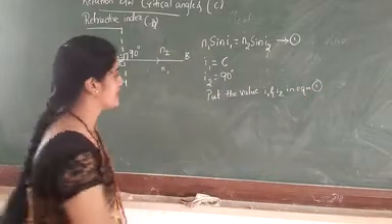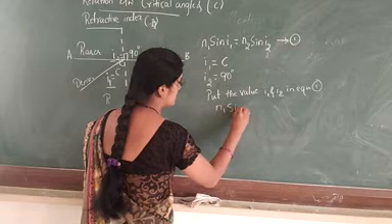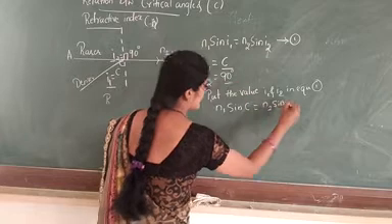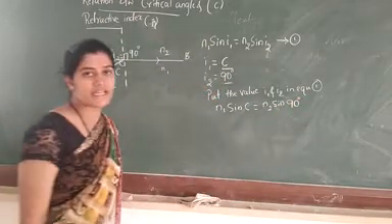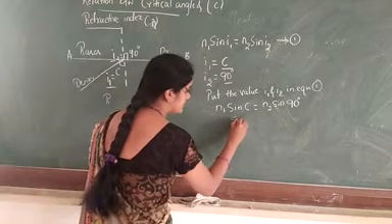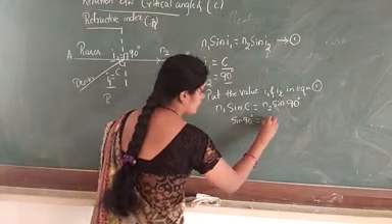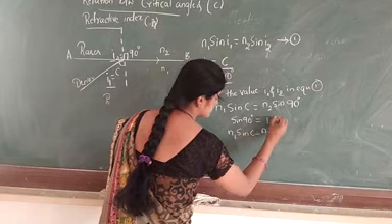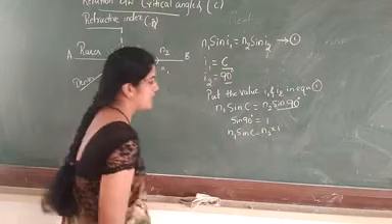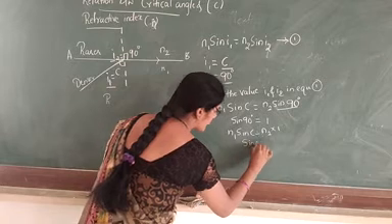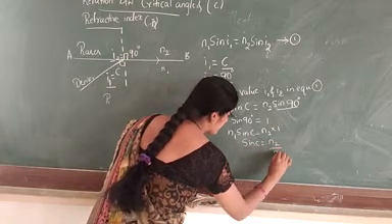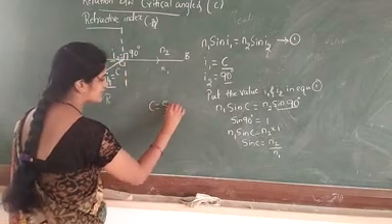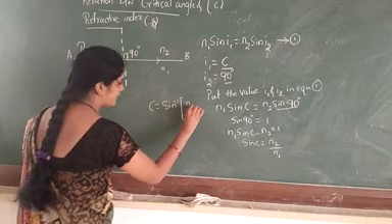Next we get the equation N1 sin C is equal to N2 sin 90 degrees. We know that sin 90 degrees is equal to 1. Therefore, sin C is equal to N2 by N1, or this can also be written as C is equal to sin inverse of N2 by N1.